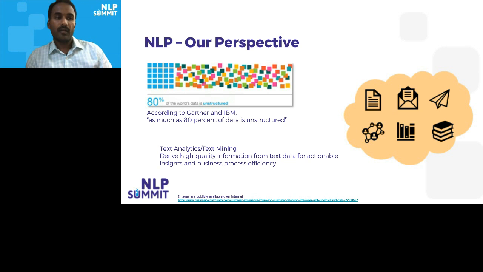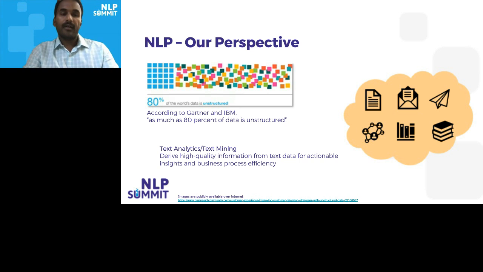So it's very important that we are able to systematically analyze this data, search this data, and extract valuable information and insights from these textual data sources, so that we can drive business process efficiency or critical business decisions as well. That is where text analytics or text mining plays a very critical role.